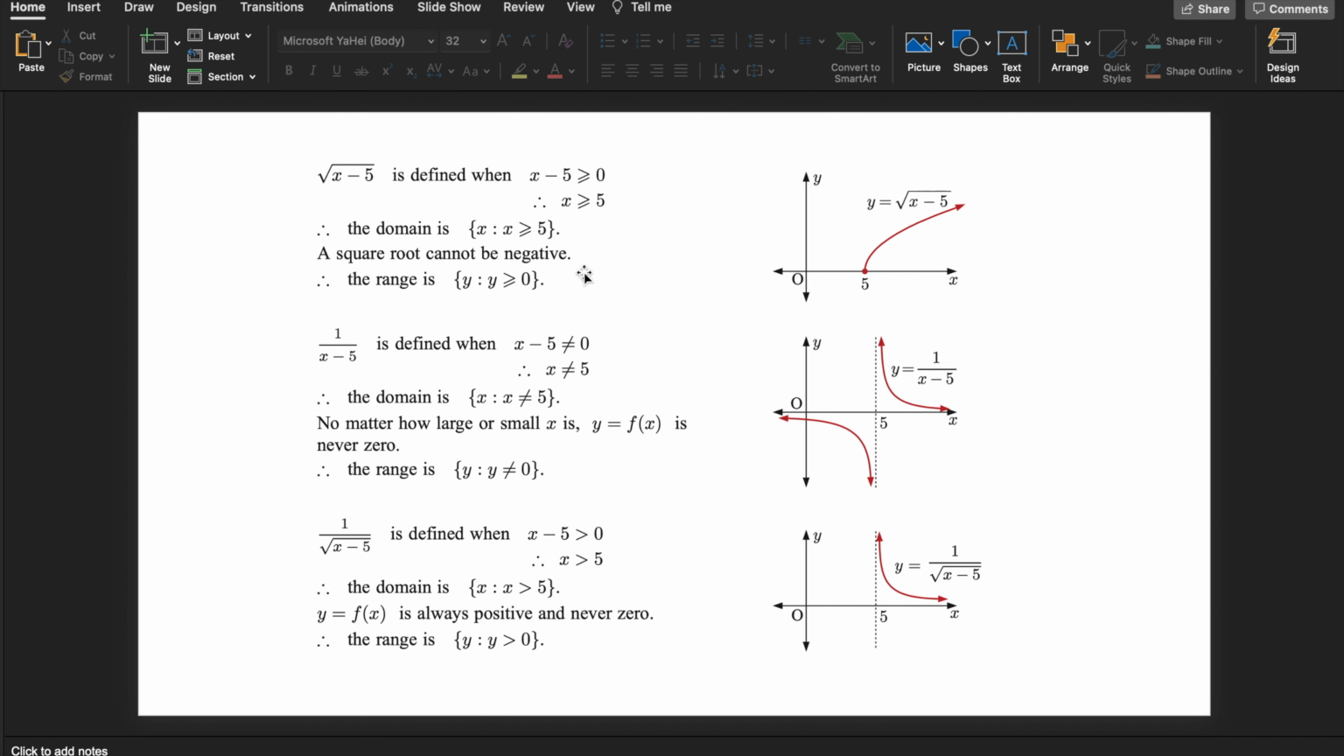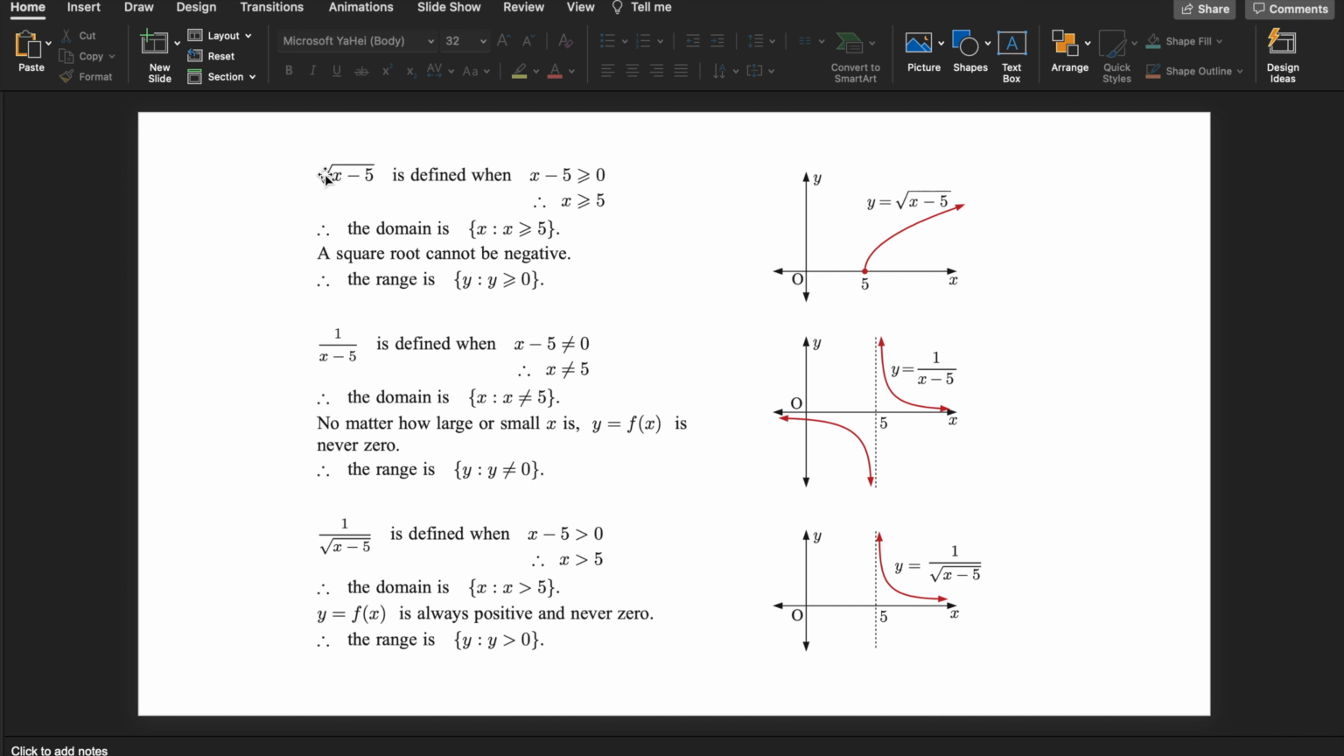Therefore, the range is y greater than or equal to 0. Okay, I think the book has explained really well how to find the domain and range. So therefore, I'll be looking at these examples from the book. So square root of x minus 5 is defined when this value is greater than or equal to 0. Else if it's less than 0, it's not defined because we don't know the square root of a negative number yet. So we'll have to equate that.